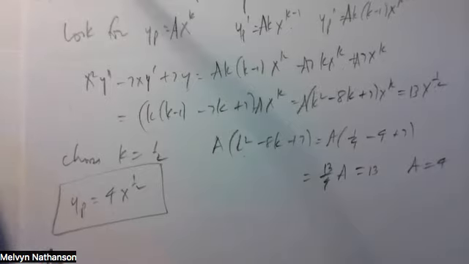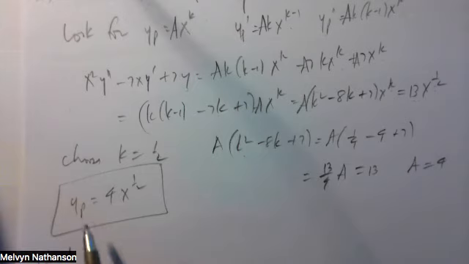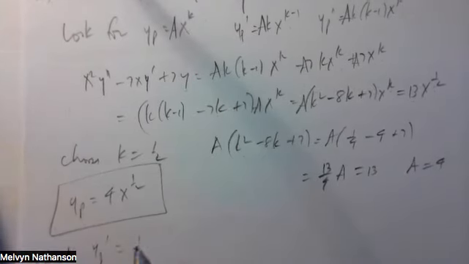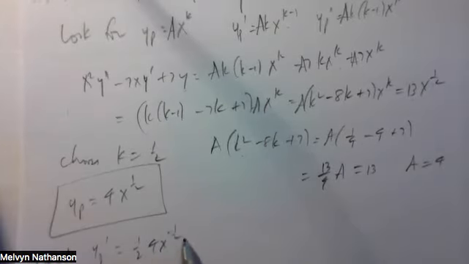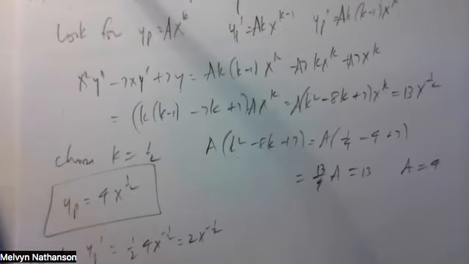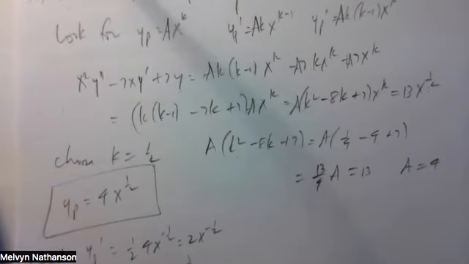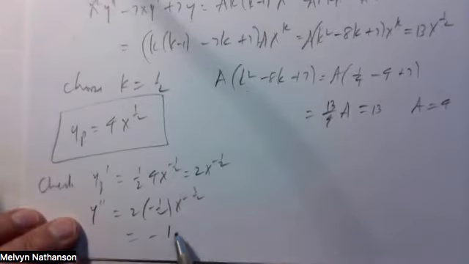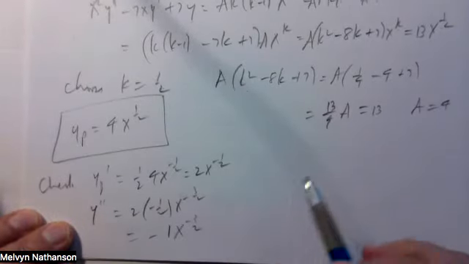And let me just see if this is, in fact, a solution. Let's check. If I differentiate it once, I get a half times 4x to the minus a half, which is 2x to the minus a half. If I differentiate it a second time, I get 2 times minus a half, x to the minus 3 halves, which is minus 1 times x to the minus 3 halves.